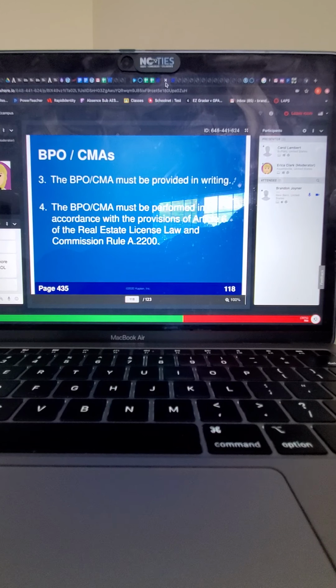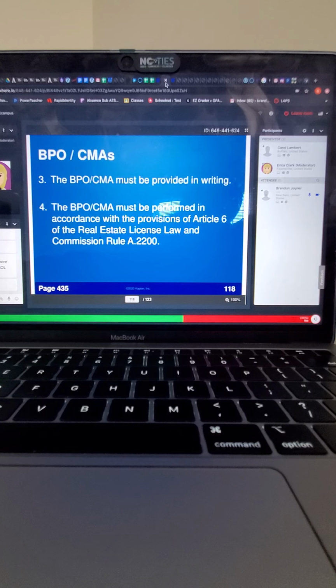If the price that you come up with on your comps is more than 10% different, then you've got to write an explanation of why you chose comps that were more than 10% different in value. So they want your comps to be less than 10% difference in your prices. Any questions about a BPO?